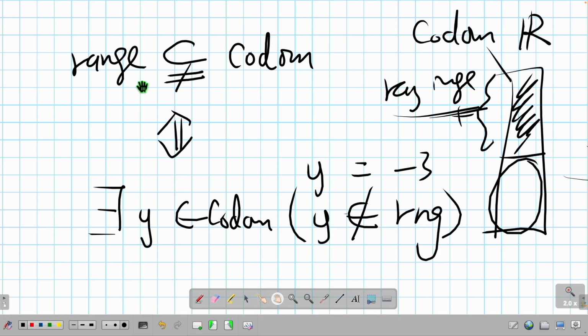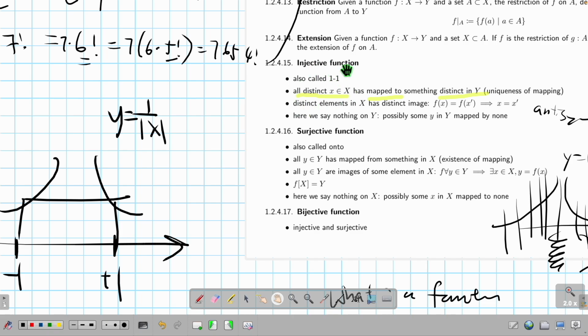So, this is the sentence. What does this sentence mean? Some y not mapped. So, this is inside injective. So, this has nothing to do with the y. But what about surjective? It's exactly on the y. All y has been mapped by something from x.